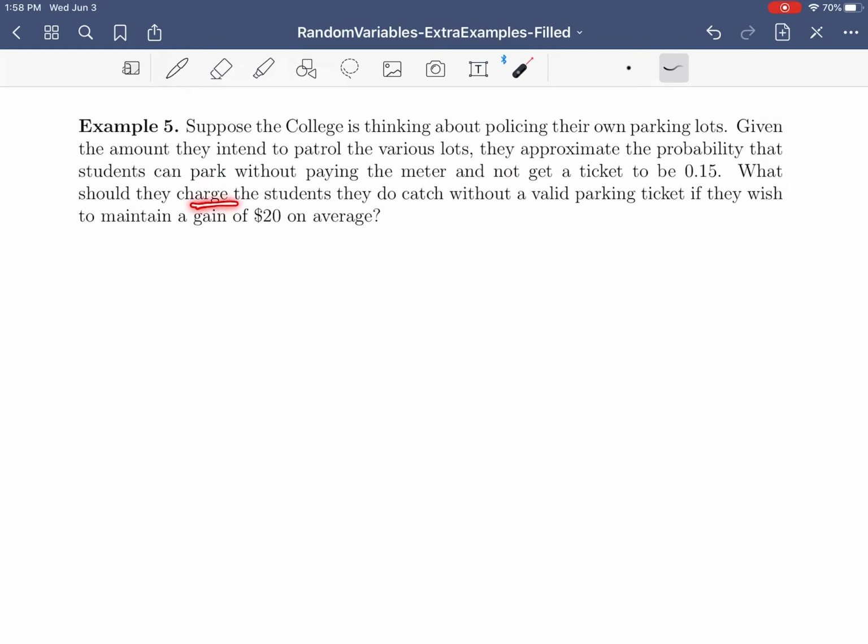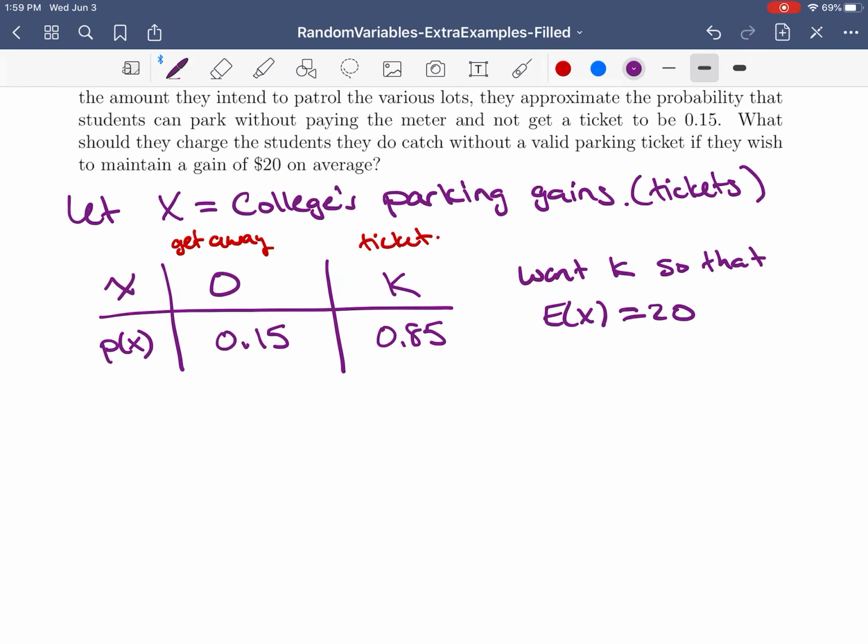Okay, so the values for x. It could be that they gain nothing. So this is for the students that get away. Or they could ticket some of them. So they catch someone, they give them a ticket. Let's say the ticket they give is k dollars. So they estimate the probability people will be able to get away without paying is 0.15, which means there's an 85% chance they're going to catch the people. And what we want is to find k so that the expected value of x is equal to 20.